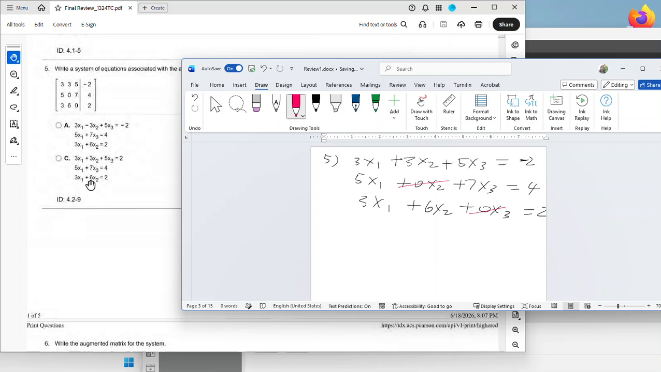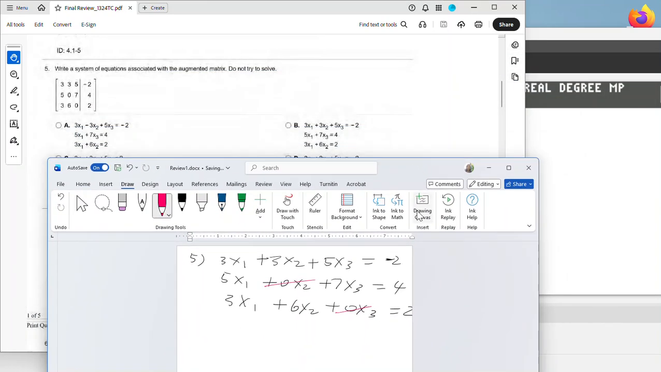Okay, so let's see which one we have. The first one doesn't look right because this one is not a negative 3. C doesn't look right either, right? Because this right side is not negative 2. Okay, so let's see. You can compare B. B looks about right? 3x1, 3x2, 5x3 equal to negative 2. 5x1 plus 7x3 equal to 4. 3x1 plus 6x2 equal to 2. So B is the correct answer.